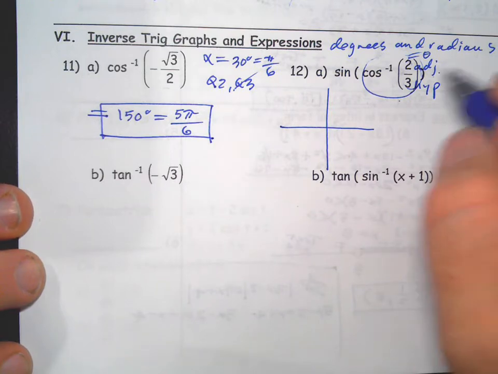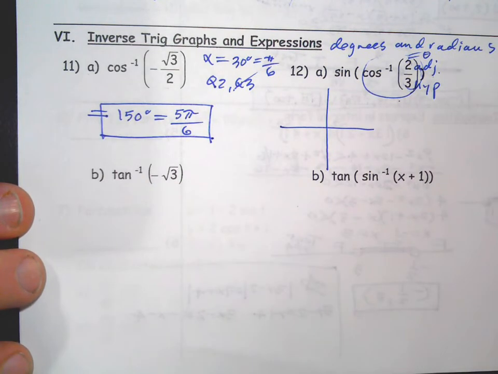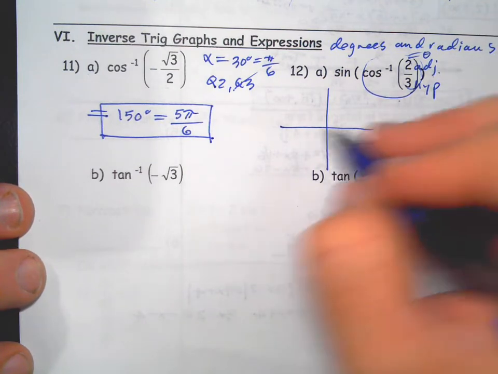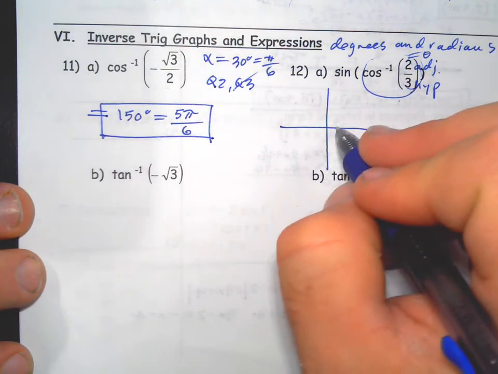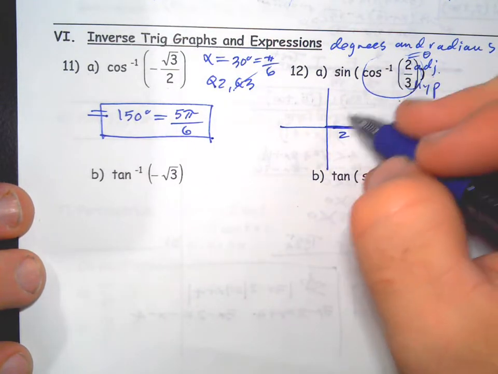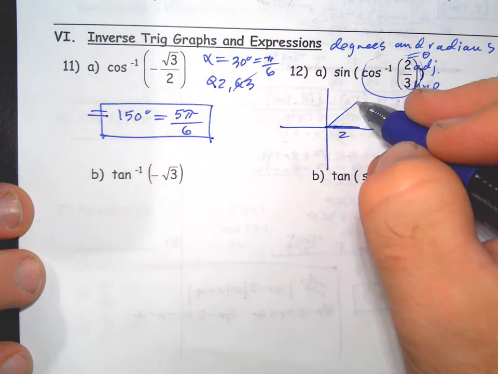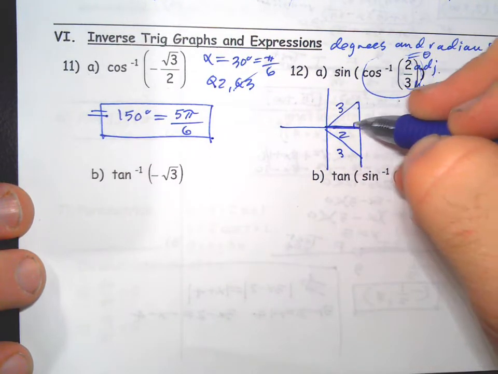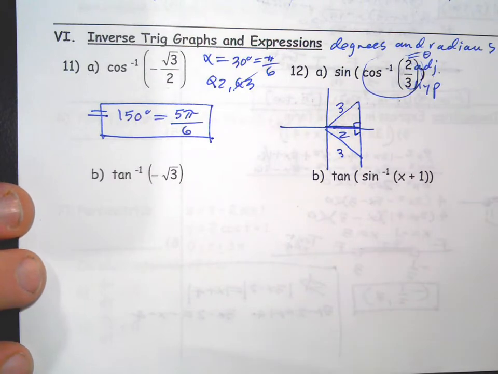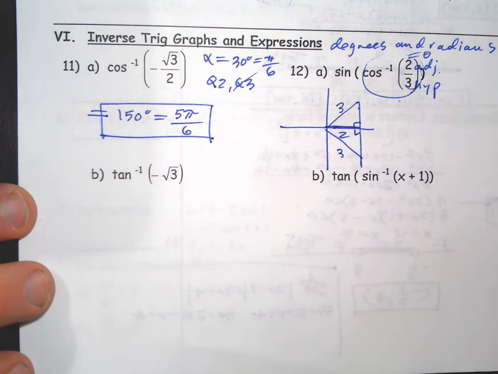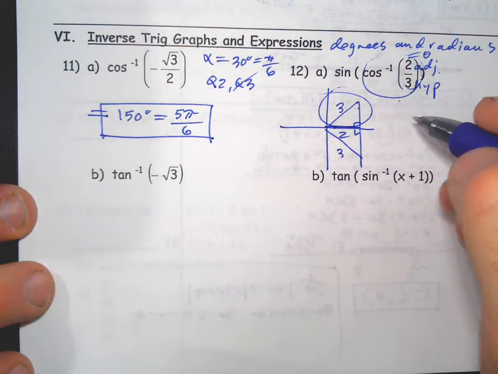Oops, I'll do this problem. I skipped B. I'll come back to B in a second. Okay, adjacent over hypotenuse. Adjacent is the one. Now it's got to be positive. Hypotenuse could be here or it could be here. So we're looking at these two different situations. It's either quadrant 1 or 4. Now, principal values says it's always quadrant 1. So it's got to be quadrant 1.